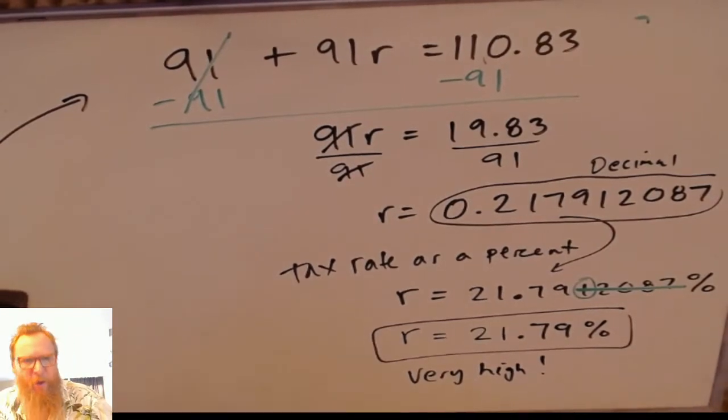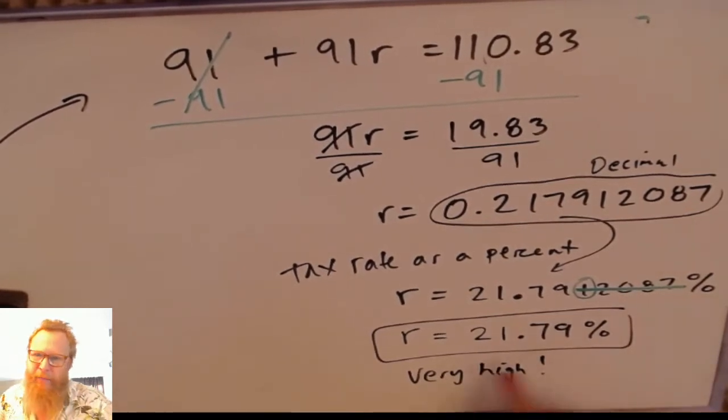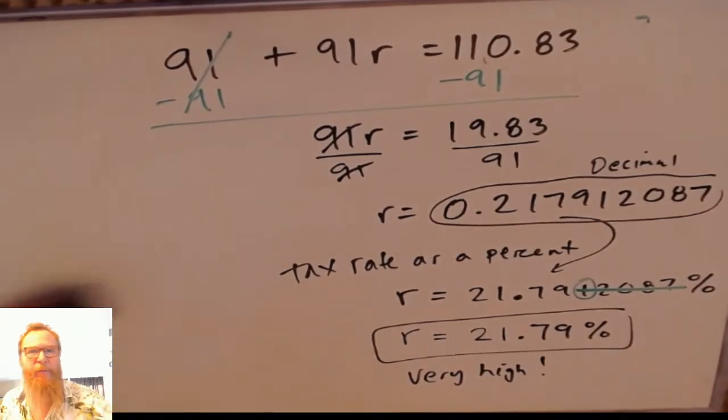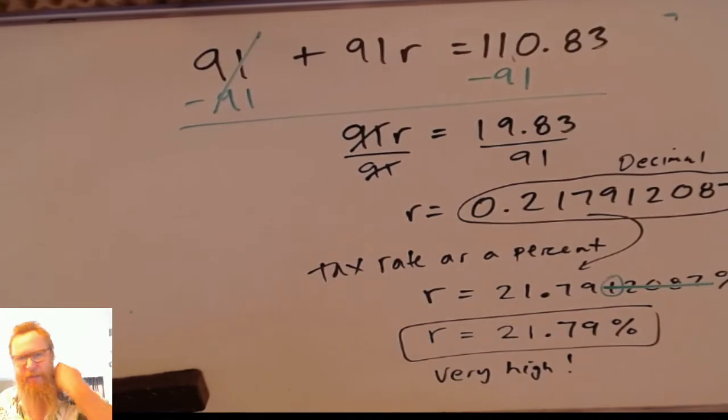California and New York have the highest taxes in the country, and we're not at 21.79%. At least not for sales tax. That could be income tax if you're getting taxed on your paycheck. So that's ridiculously high. But again, I didn't censor any of these questions. I'm just taking them as they come. So sometimes you get astonishing results.